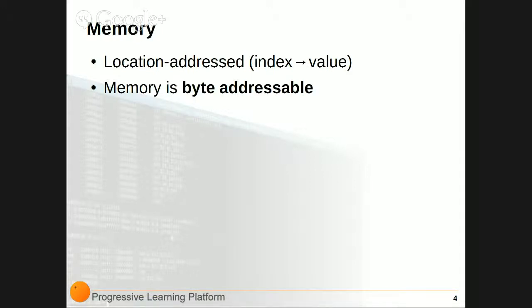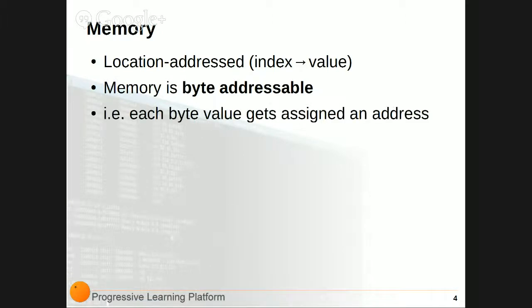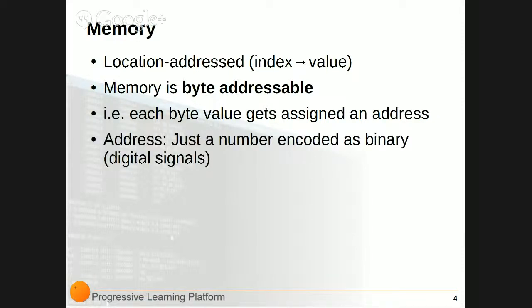Most memory is byte addressable. What does it mean by byte addressable, do you think? So each address points to a what? Yes, exactly. So each byte value gets assigned an address, right? So an address is basically just a number encoded as binary. So it's just signals that go into the memory to tell it what to get or where to get it or where to put your data. Cool? So you've heard this, right?